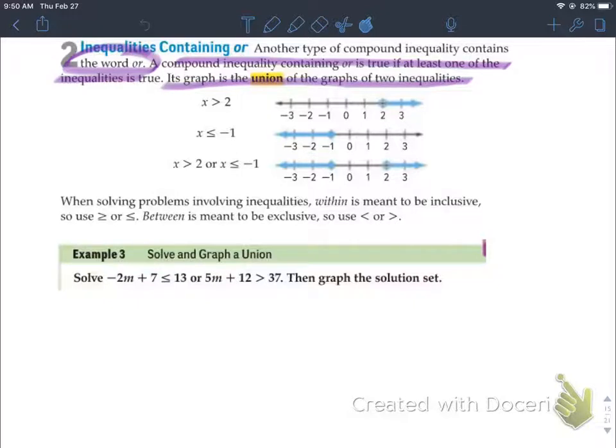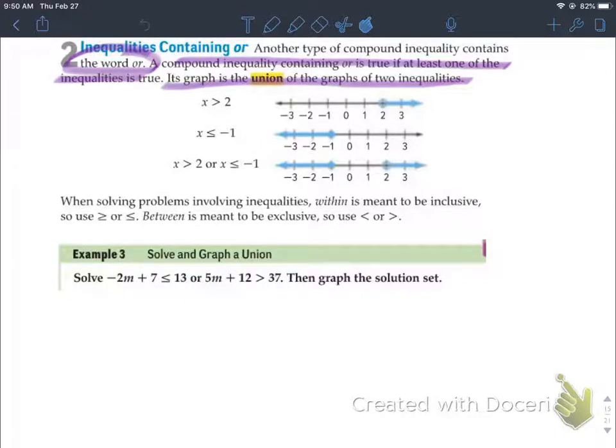In this next example, we're going to be doing what's called a union. A union is when we use the word or. So if you ever see they write a problem as x is greater than 2 or x is less than or equal to 1, then we have to have two separate inequalities. These two will not overlap each other.